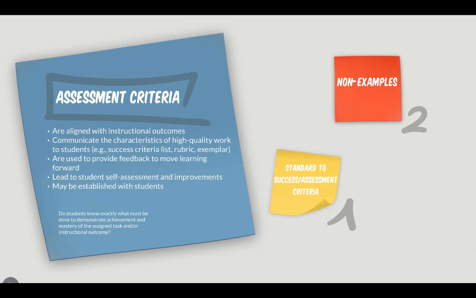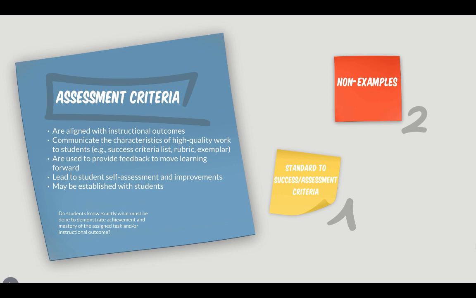So assessment or success criteria are aligned with instructional outcomes, meaning you have your agenda that articulates what students are doing. You have your learning target that communicates what students should learn or what they should be able to do, and your assessment or success criteria, which communicates how you and how students can check for that learning. Your assessment criteria should communicate the characteristics of high quality work. It should convey high expectations, and you do that through criteria, lists, rubrics, exemplars.